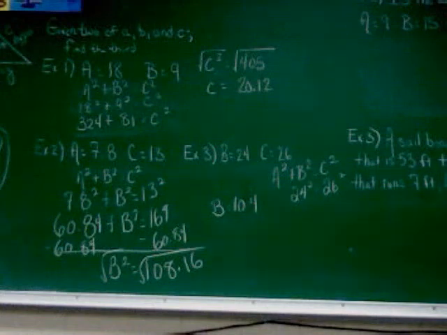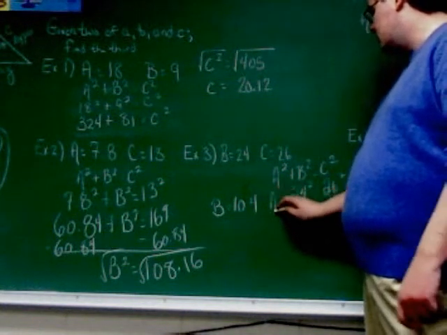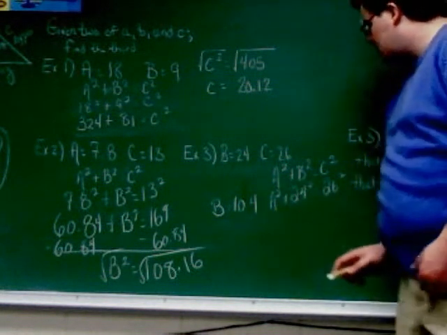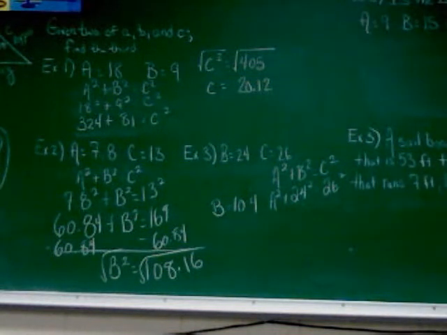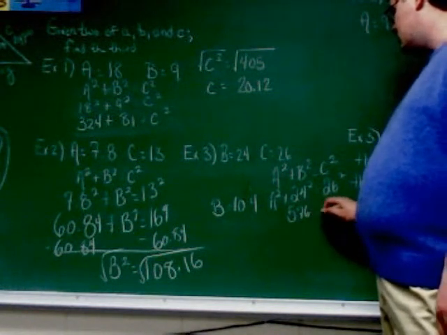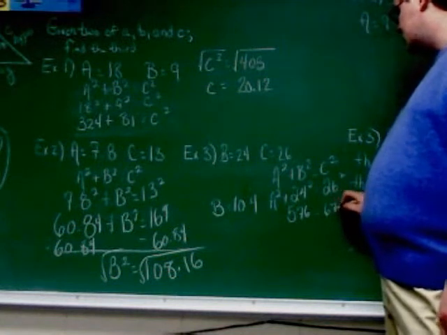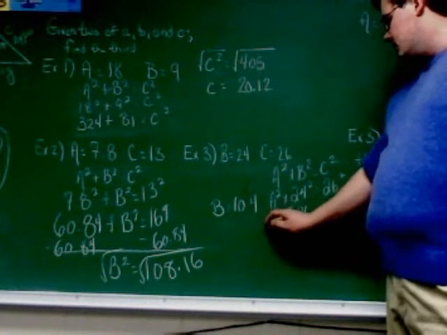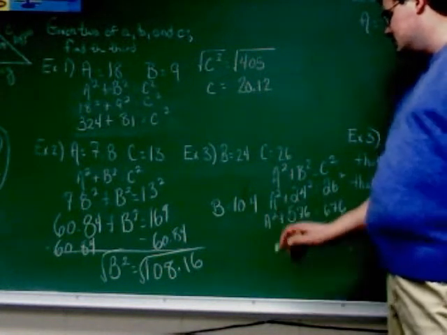We don't know. A squared is just going to have to stay a squared. Okay, now we can simplify a little bit. 24 squared and 26 squared can both be simplified. 24 squared is 576. 26 squared is 676. And a squared, well, for now it's a squared.